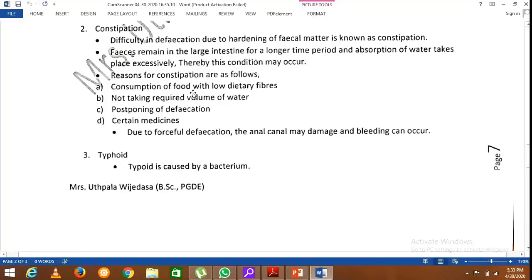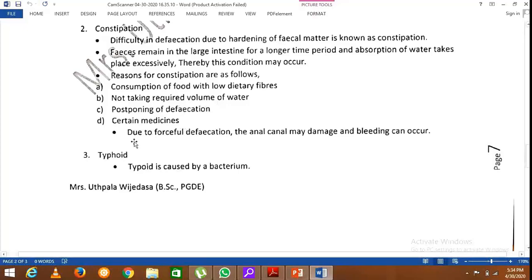The reasons are consumption of food with low dietary fiber. If you don't eat fruits and vegetables, you will come up with this condition. And not taking the required volume of water, you have to drink enough water. Then if you postpone defecation, the fecal matter will be stored inside the rectum for a long period of time. And during that period, more water is absorbed from fecal matter.